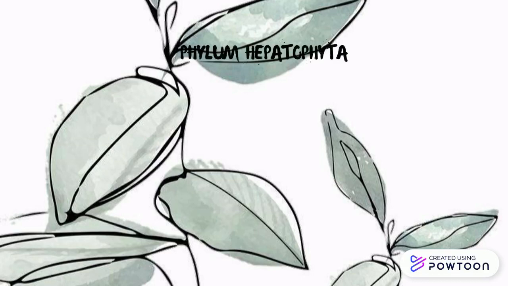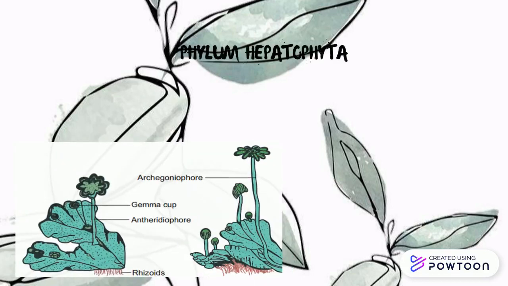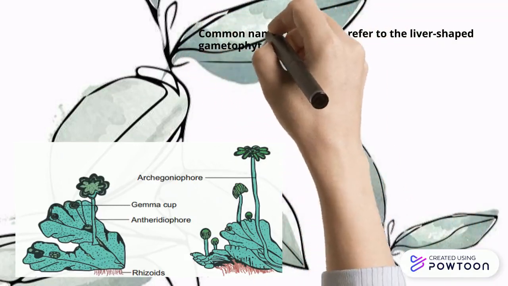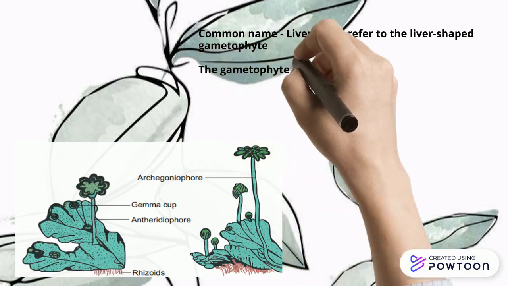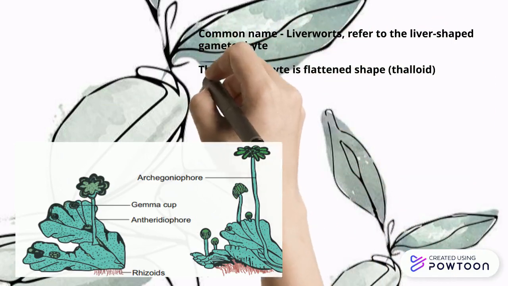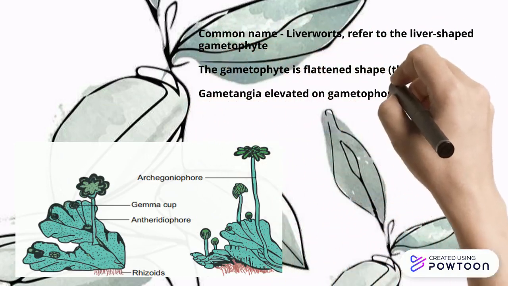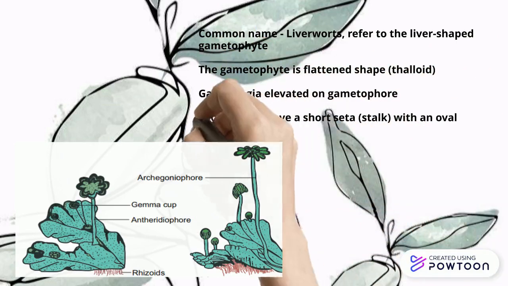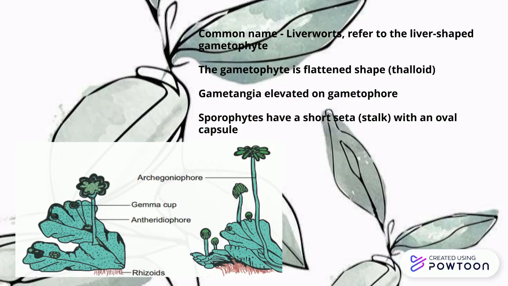So let's move on to the first phylum, which is phylum Hepatophyta. Phylum Hepatophyta has the common name liverwort, which refers to the liver shape of the gametophyte. The gametophyte is flattened in shape, which is thalloid, and its gametangia are elevated on a gametophore. Phylum Hepatophyta has a sporophyte with a short seta or stalk and an oval capsule.